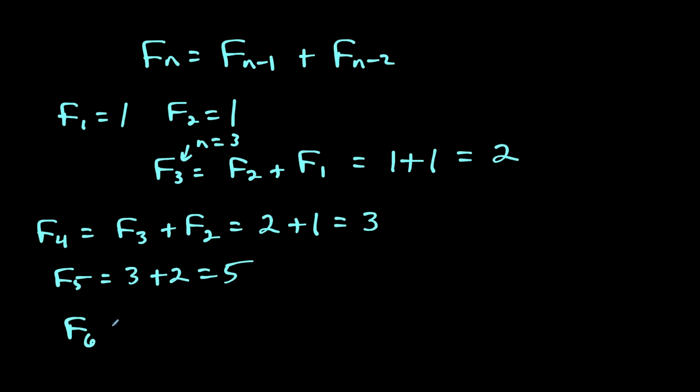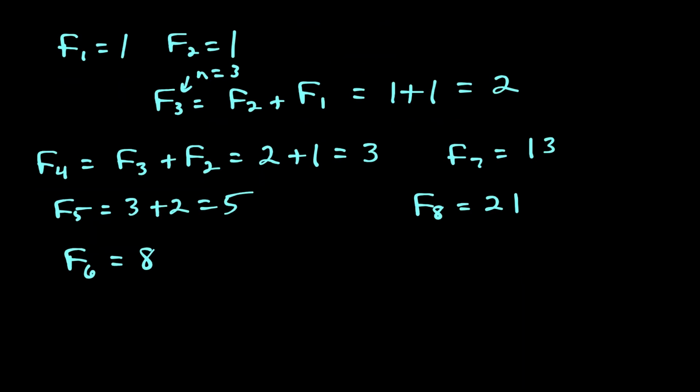And I could continue this. Let's say I want to find the first 11. 5 plus 3 is going to work out to 8. And then we just continue this pattern. The seventh Fibonacci number, we could write over here 8 plus 5 is equal to 13. And then we have the eighth Fibonacci number. We're going to have 8 plus 13 is equal to 21.